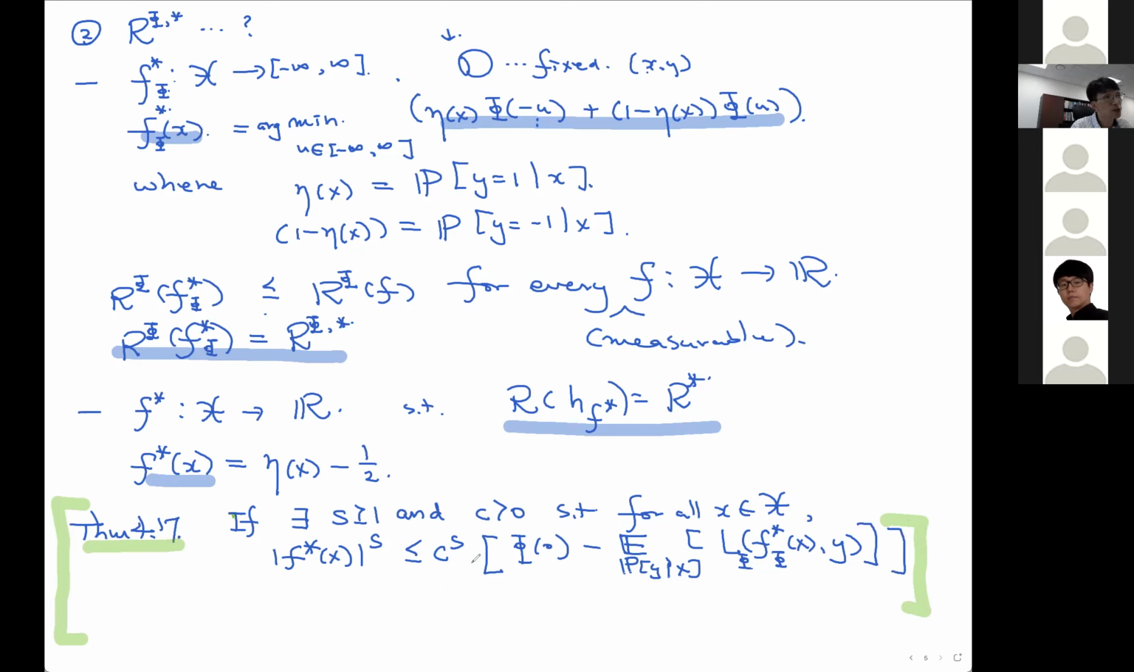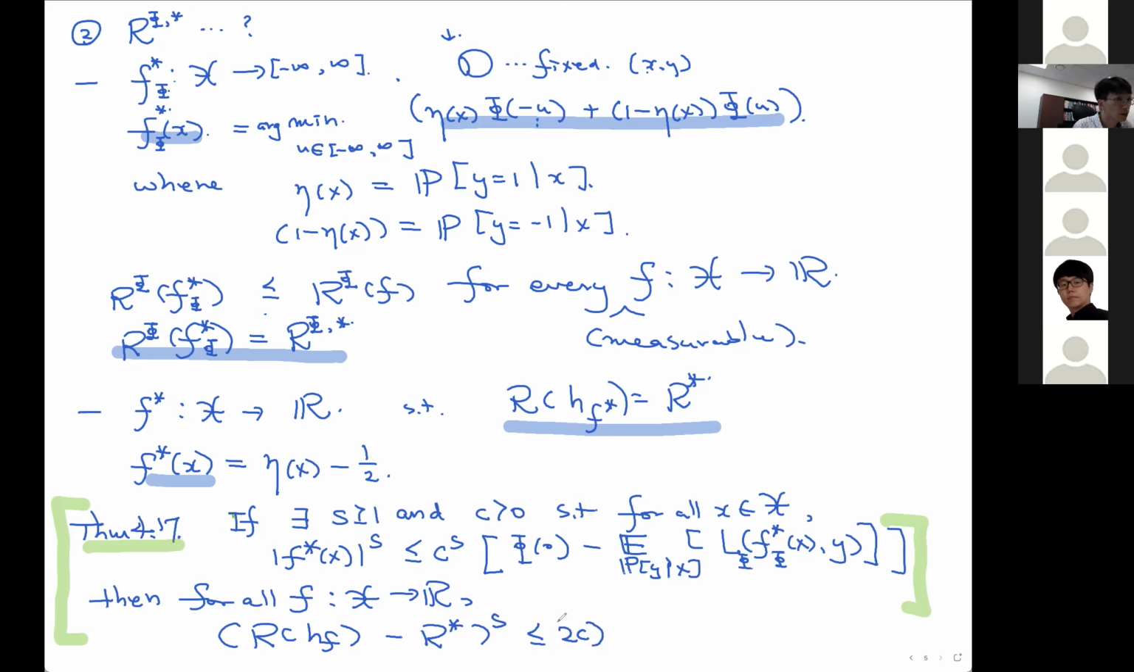So if this relationship is true, then for f we have the following: h of f minus r star is bounded above by. So that's the theorem. And as I said, the conclusion is quite interesting.